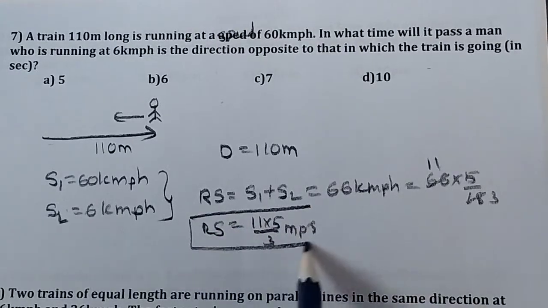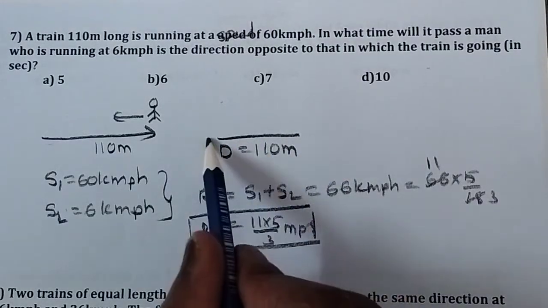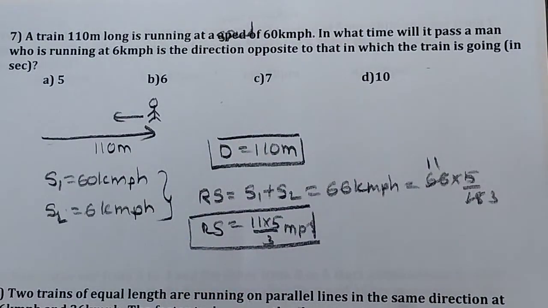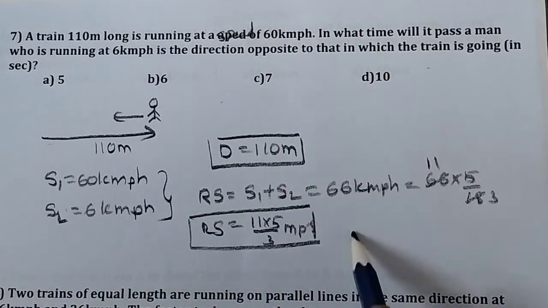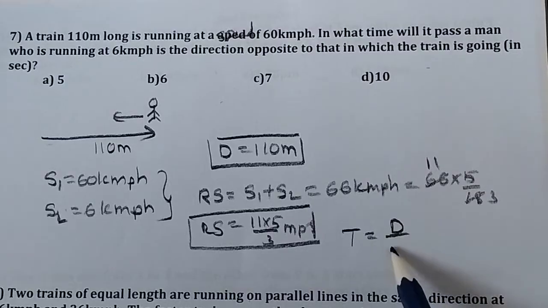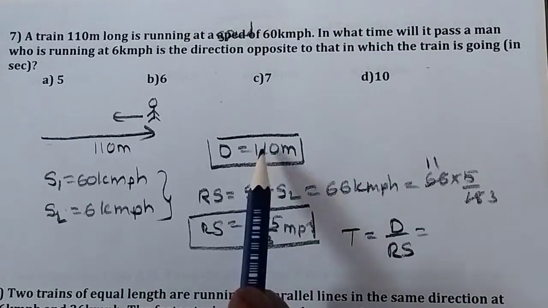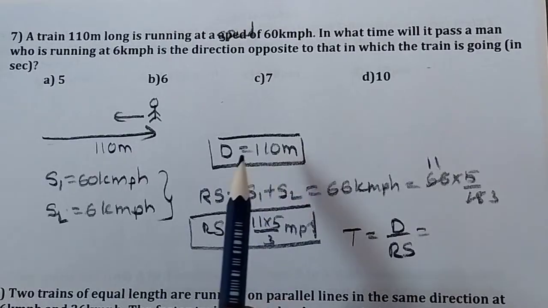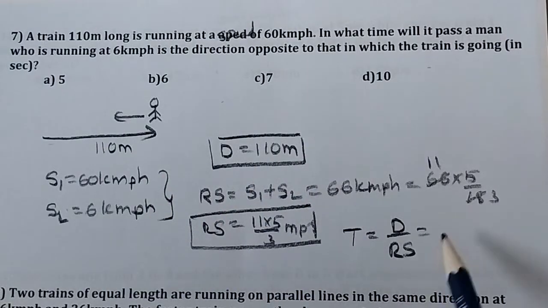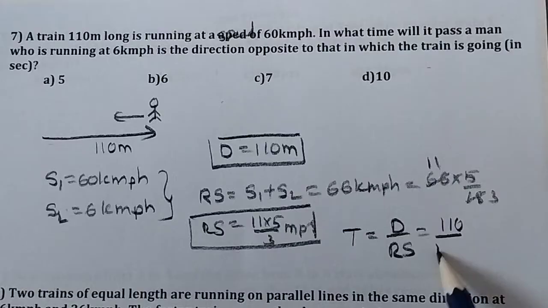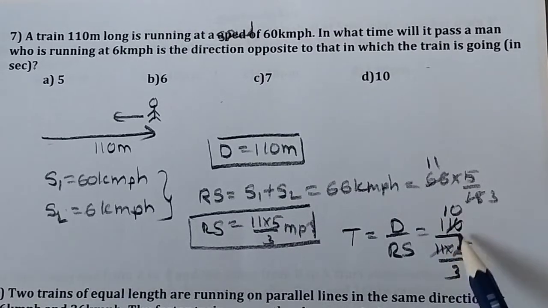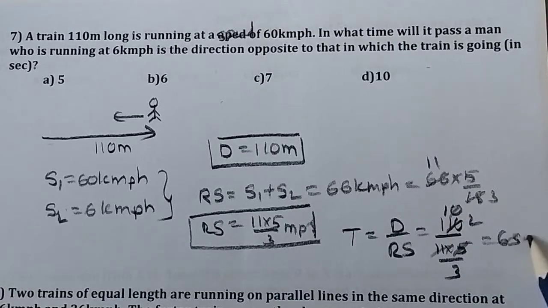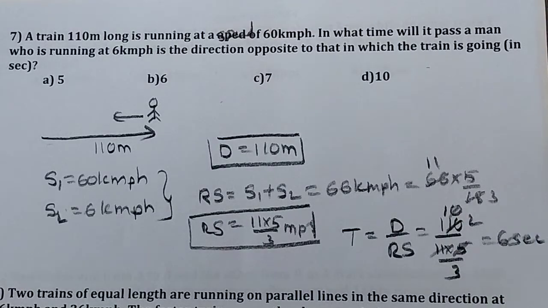Now relative speed is available, distance is available, is asking to find out the time. So time equal to distance by relative speed. So here 110 meters is the distance has to reduce. So that is 110 divided by relative speed, which gives 6 seconds. 3 into 2, 6 seconds. So this is so easy.